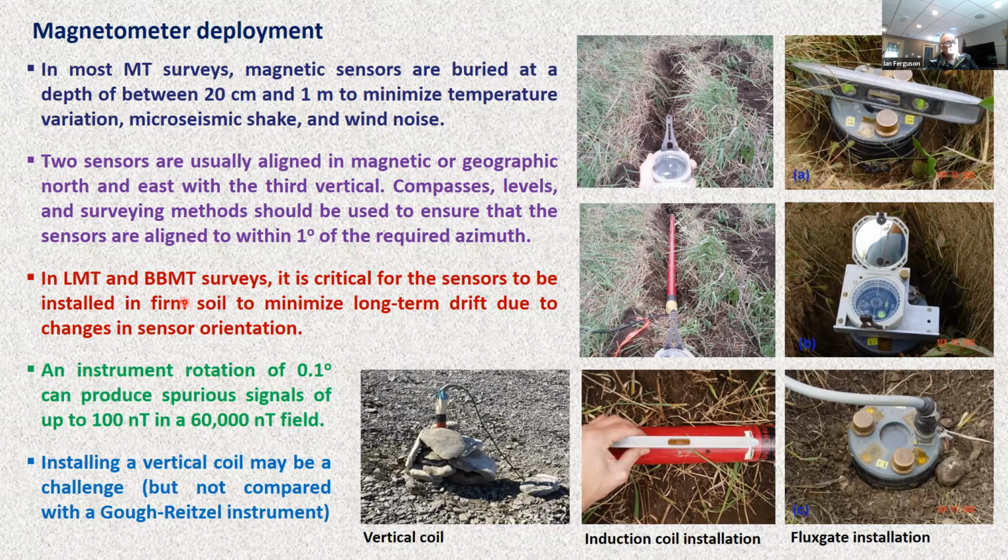For longer period surveys, it's critical for sensors to be installed in firm soil to minimize long-term drift due to sensor orientation changes. A change of only 0.1 degree in the orientation of the instrument can produce a change of 100 nanoteslas in the 60 nanotesla earth field. Finally, installing vertical coils can be a challenge, but for those who are a little older in the audience and have installed Goff-Reitzel instruments, you'll know that it doesn't really even compare.